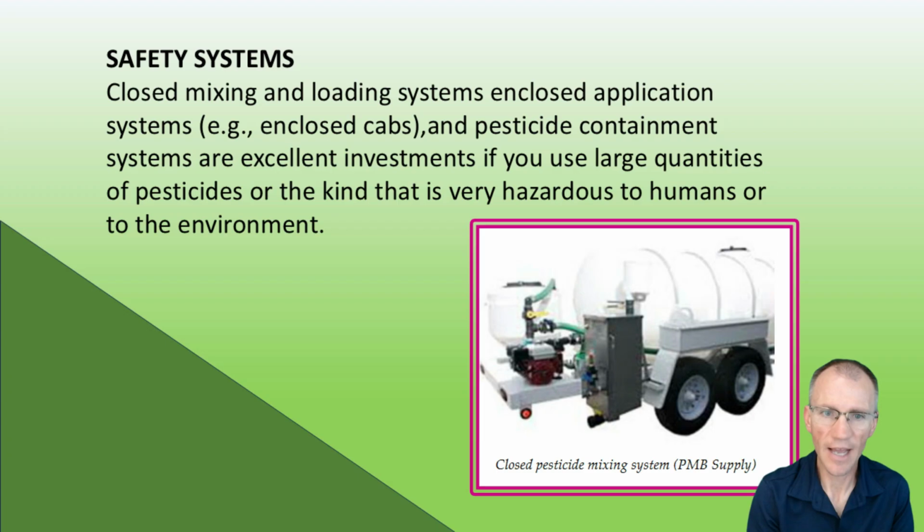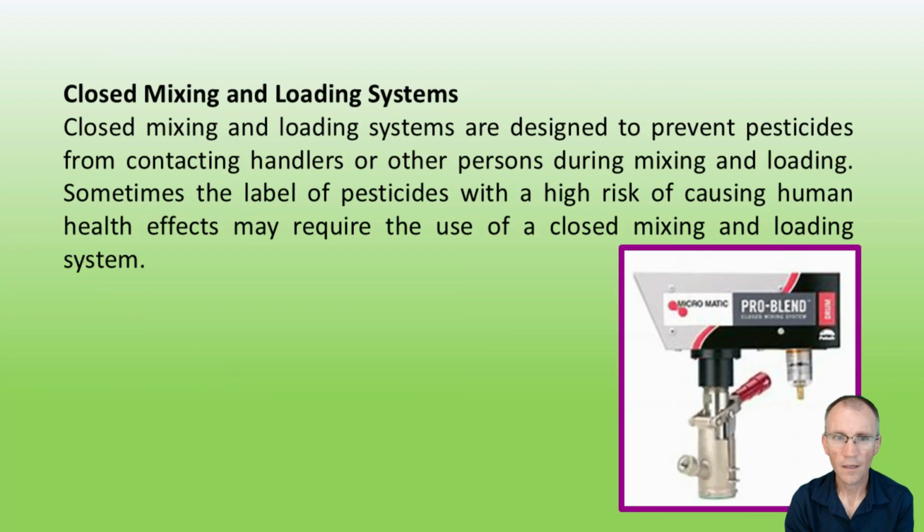Enclosed cabs and pesticide containment systems are excellent investments if you use large quantities of pesticides or the kind that is very hazardous to humans or the environment. More on closed mixing and loading systems. They are designed to prevent pesticides from contacting handlers or other persons during mixing and loading. Sometimes the label of pesticides with a high risk of causing human health effects may require the use of a closed mixing and loading system.